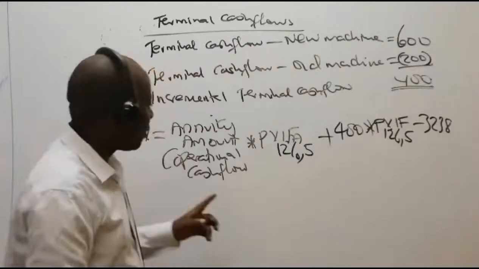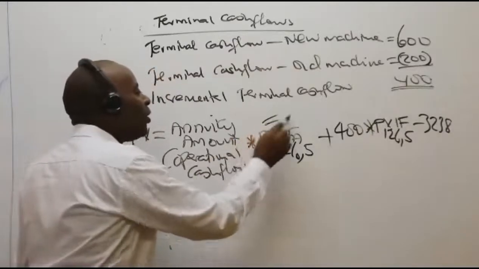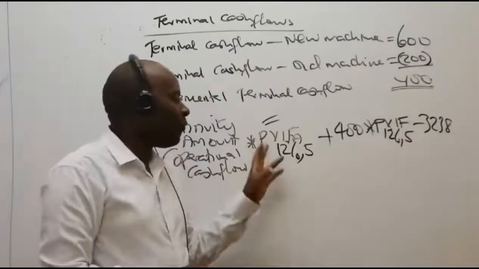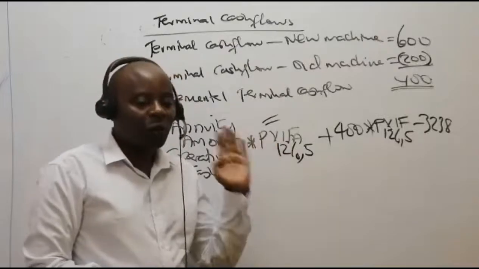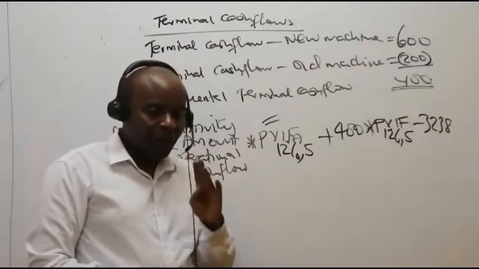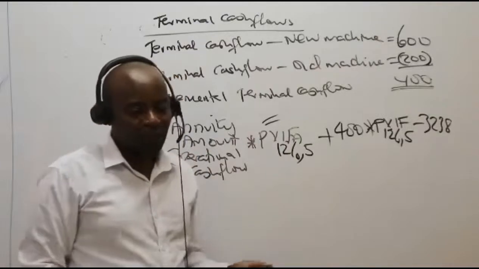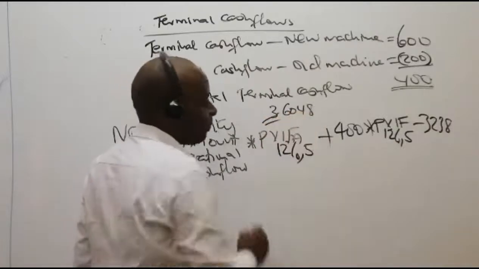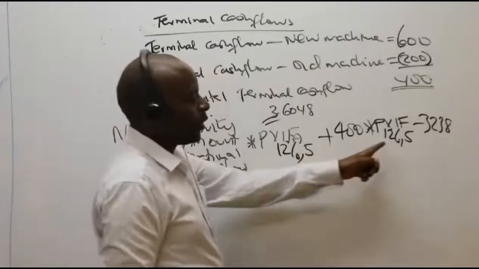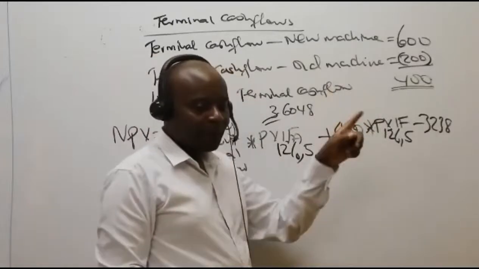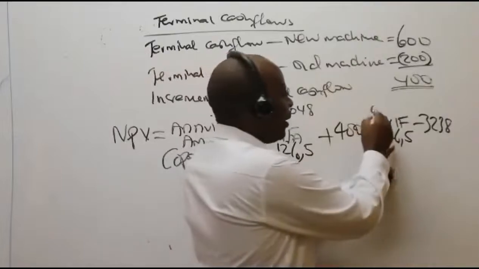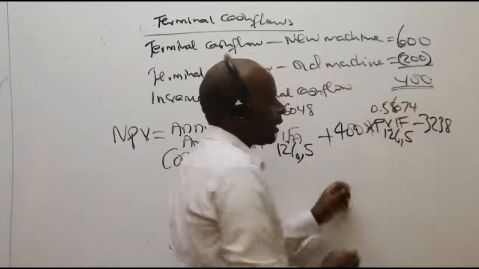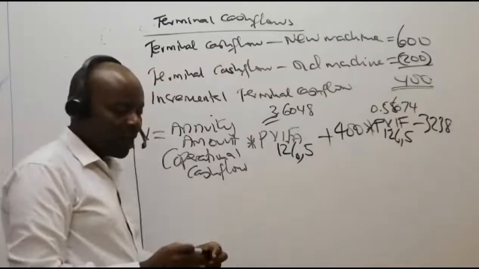Before I write this, I know you great students of mine have got tables. I want you to go to an annuity table and read for me the PV for 12%, 5 years. Don't use the formula. From the annuity table, it is 3.6048. How about PVF for the lump sums? For the lump sums table, 12%, 5 years, it is 0.5674.